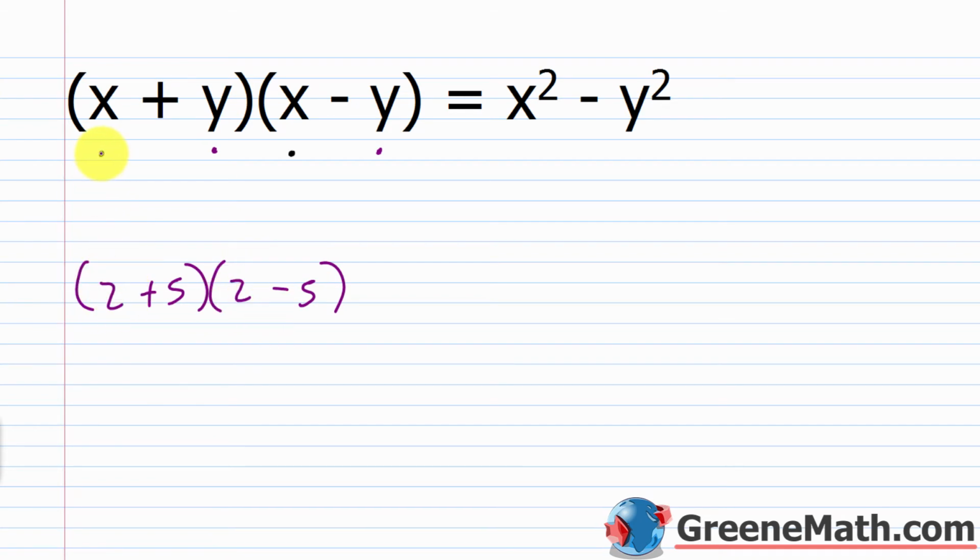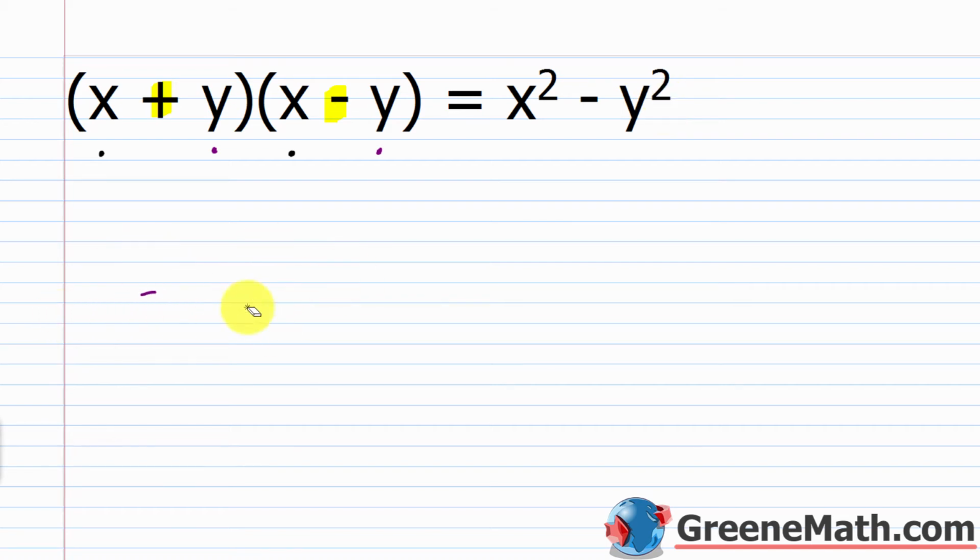But the first term in the first binomial has to be the same as the first term in the second binomial. The second term in the first binomial has to be the same as the second term in the second binomial. Has to be the same. The only thing that's going to be different is the plus here and the minus here. So you get this first term squared, so x is squared, minus your second term squared. Remember, the middle terms are going to drop out when you do FOIL because they're opposites.